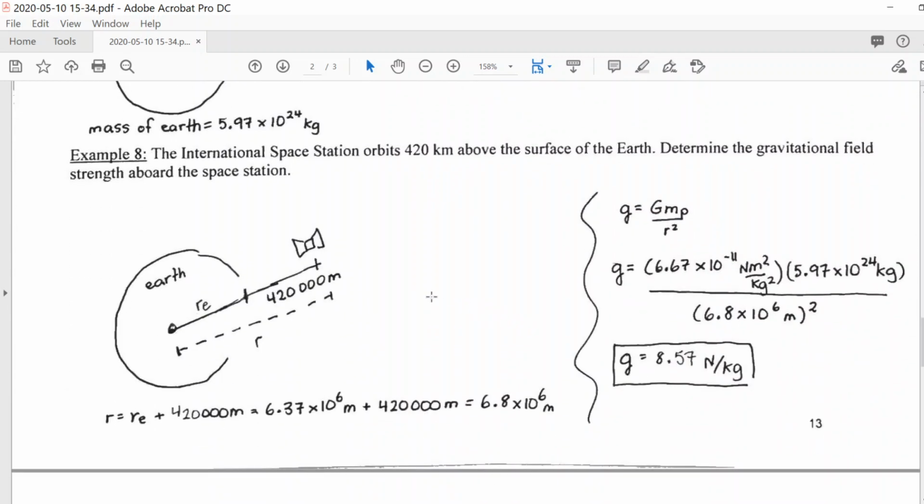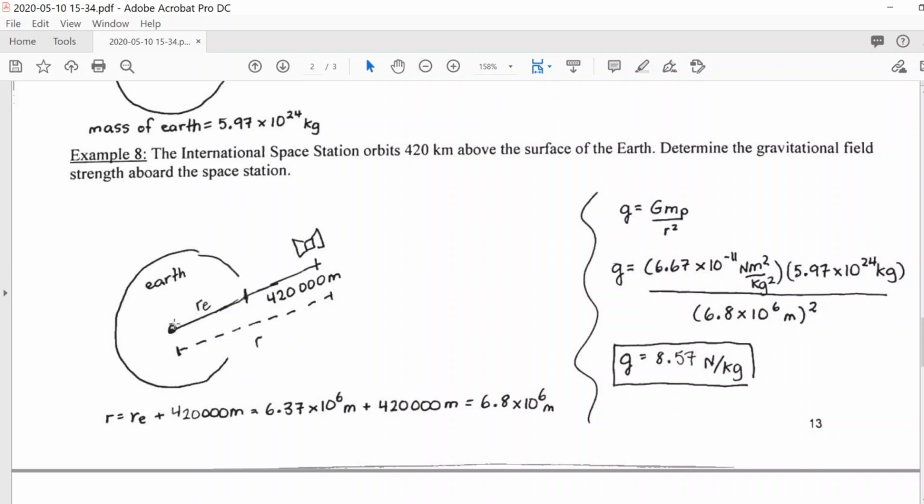So now let's do another one with a little change here. It says the International Space Station orbits 420 kilometers above the surface of the Earth. Determine the gravitational field strength aboard the space station. So I've drawn a picture again.